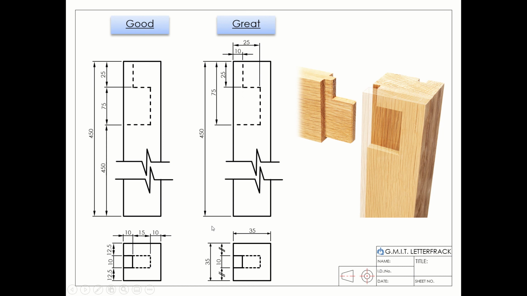So again, going back to the bench room, here is an example of a haunched mortise and tenon joint. So here we see again a good example and a great example. If we look at our object here, going back to what we were saying about giving the information as the user uses the information, we were going to start off making this here.